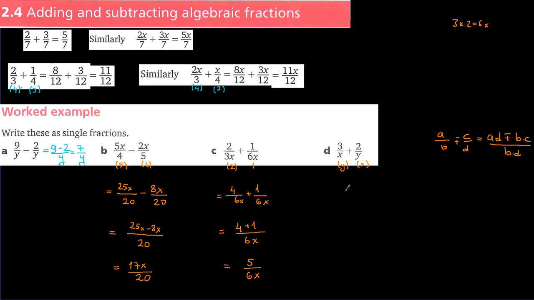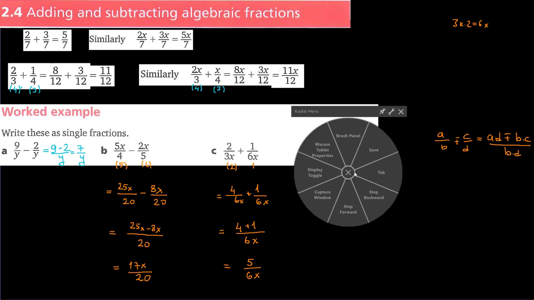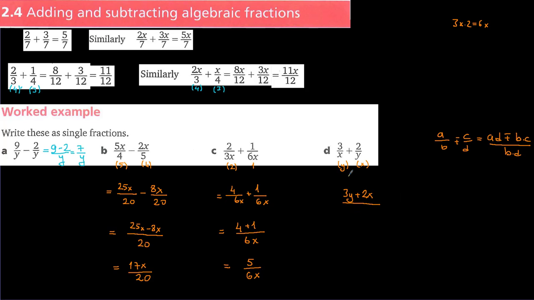So here you can do the same. y times 3 is equal to 3y, plus 2 times x, which is equal to 2x, and the common denominator is x times y, which you can write as y times x or x times y. So the answer is 3y plus 2x divided by xy. Okay.